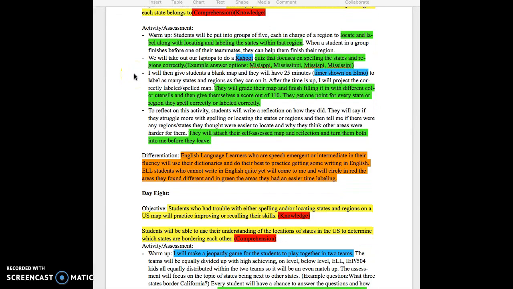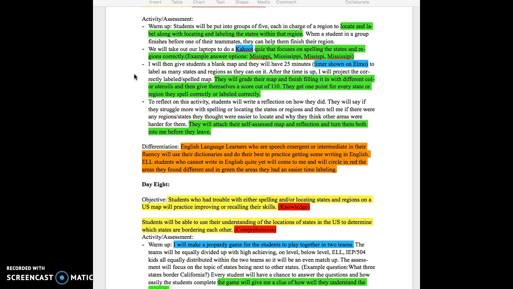And then also I'm going to give students a blank map, and this will be a practice just to make sure that they know what to expect when I do give them that summative assessment. And it's going to be 25 minutes for them to fill out the entire map. And they're also going to be getting points for if it's spelled correctly.